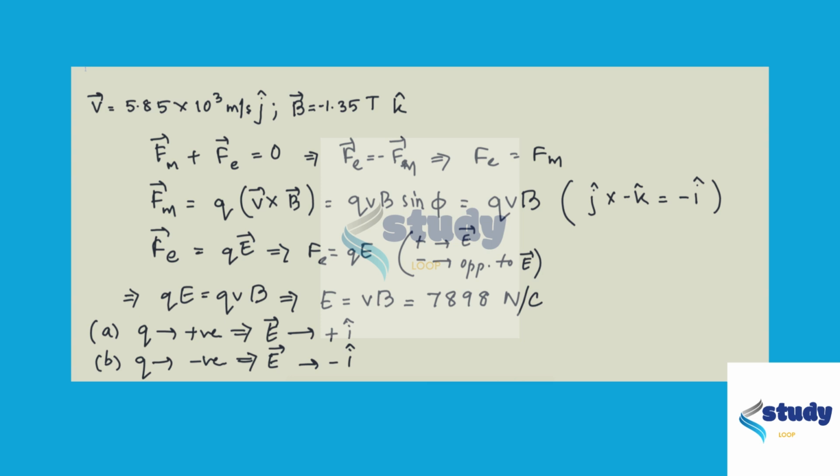Now, yeah, I think that's it. The same configuration of electric and magnetic field works as a velocity selector for both positively and negatively charged particles. So, yeah, keep that in mind.